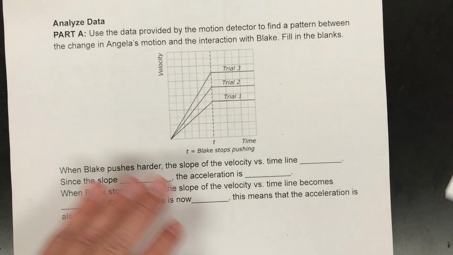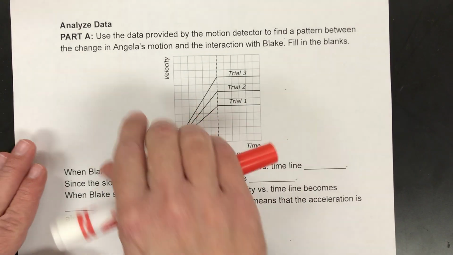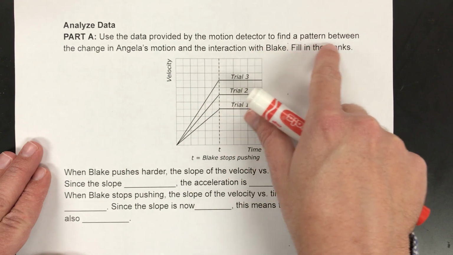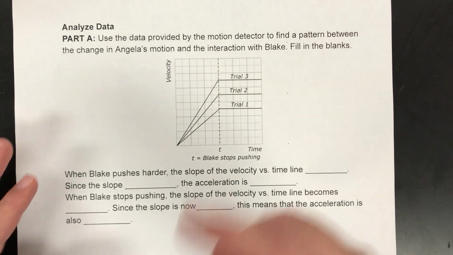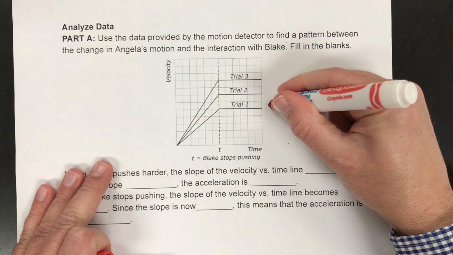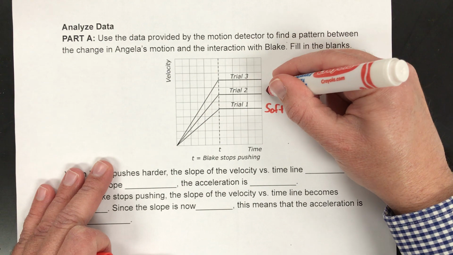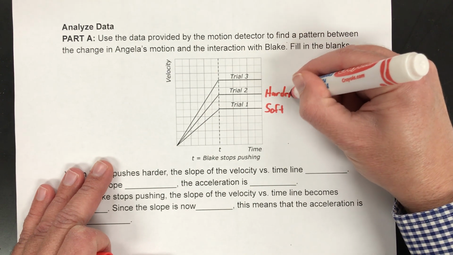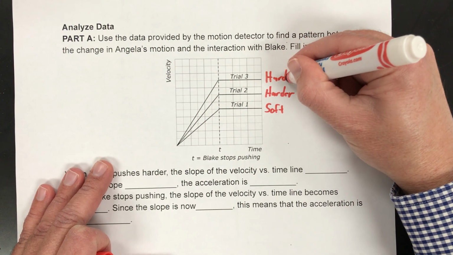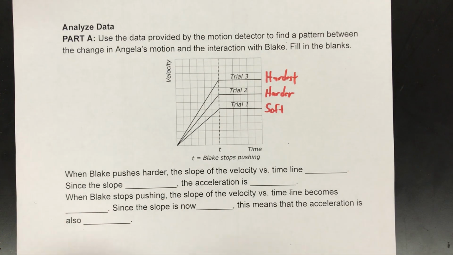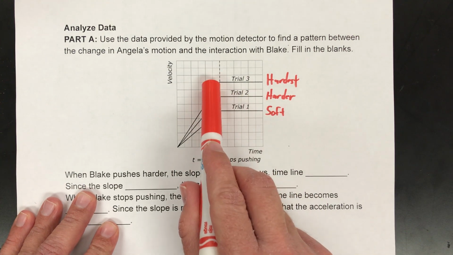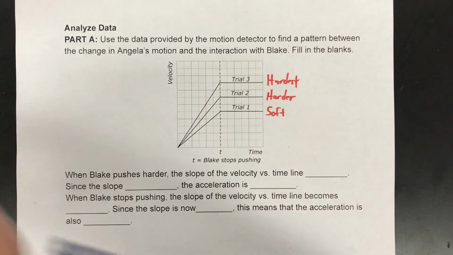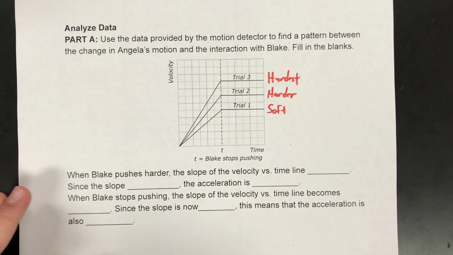So they give us a graph here in part A, and it says, use the data provided by the motion detector to find a pattern between the change in Angela's motion and the interaction with Blake. Fill in the blanks. So remember, trial 1 was the soft push, trial 2 was the harder push, and trial 3 was the hardest push here. So we can see that we get more and more of a slope the harder the push, but all of them level out at some point there. So let's fill in the blanks right here.